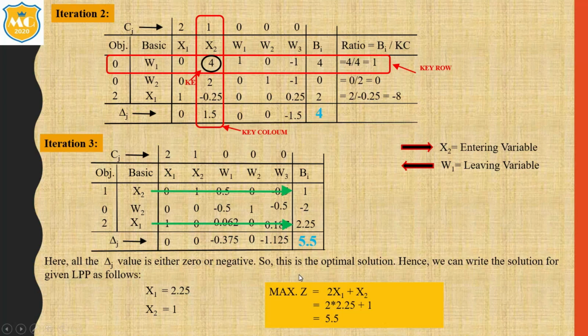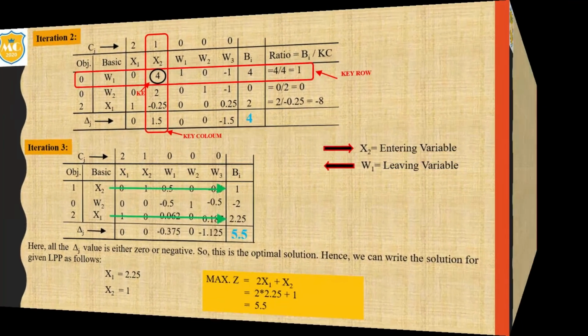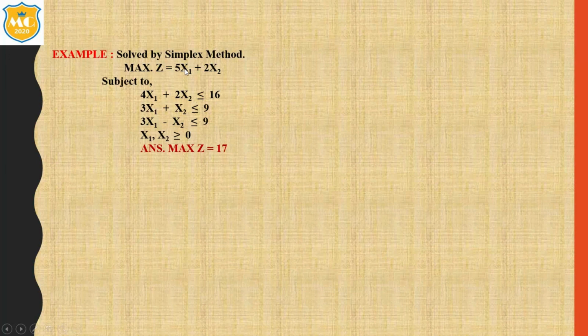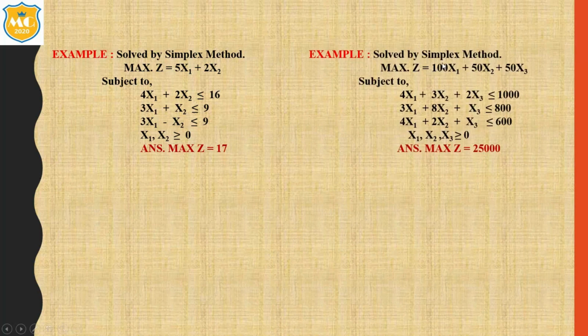Clear? So this is a simple example and a simple way to solve it. Here is one more example I will give you. Solve by simplex method. Maxima z is equal to 5x1 plus 2x2 and here 3 constraints. The answer is maxima z is equal to 2500. You can solve it. If you have any query or problem, then you can call me or mail me.